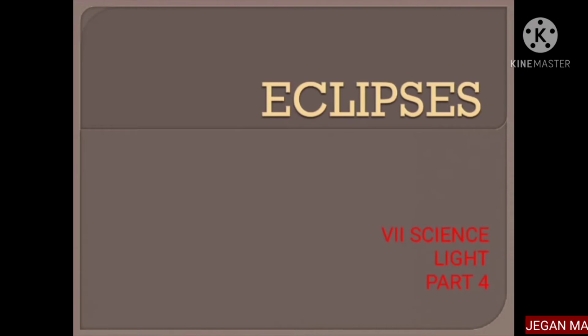Welcome students. Today we are going to learn about eclipses and its types. We know that light has some fundamental properties. One of the important properties of light is rectilinear propagation of light. That means light travels in a straight line.